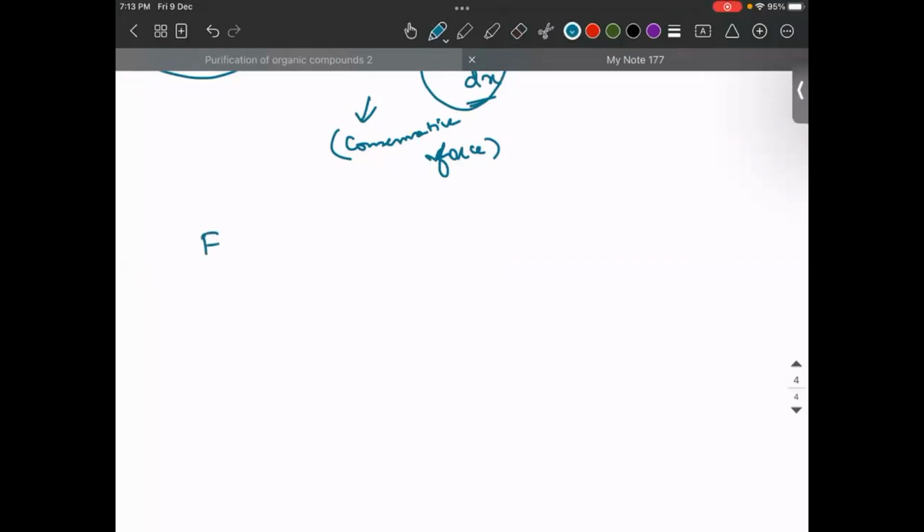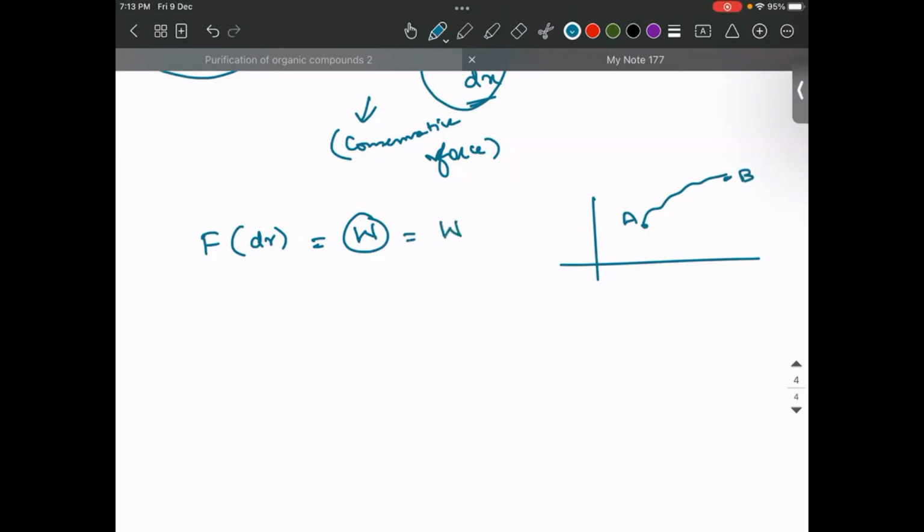So can I say something like this? F into dr is equal to work done. The work done by the conservative force will also be in such a way that it is path independent. It is going to depend only on the initial and the final position. So you are going to get final minus initial. So F into dr will be equal to del W, and F will be equal to del W divided by dr.